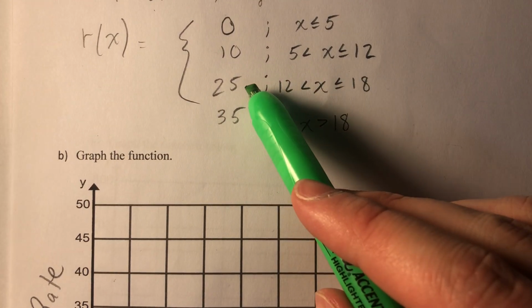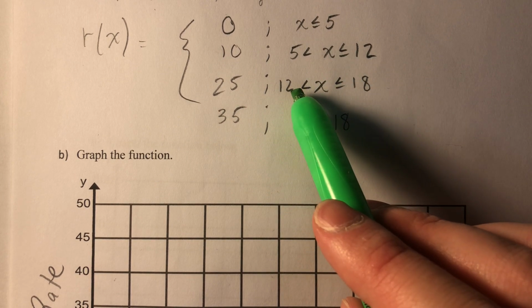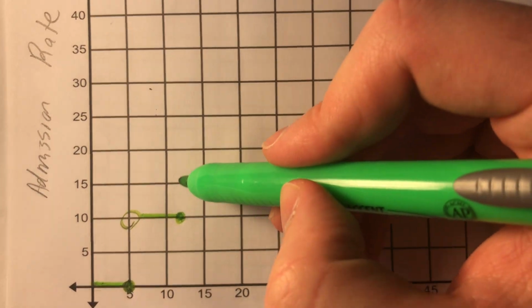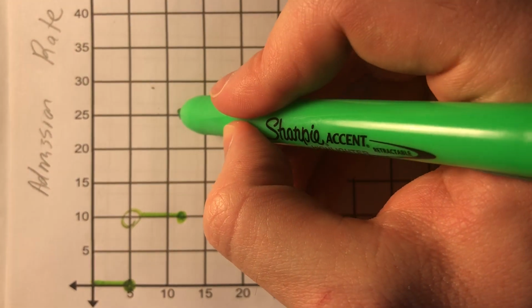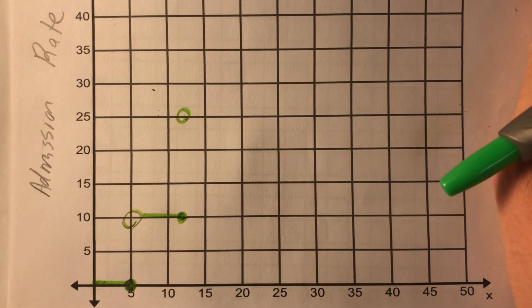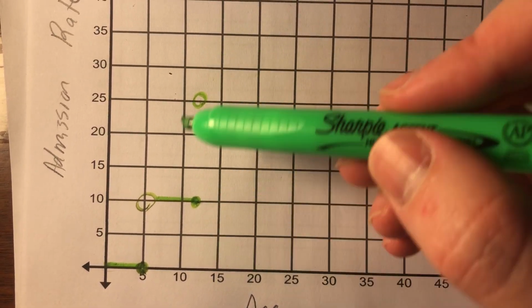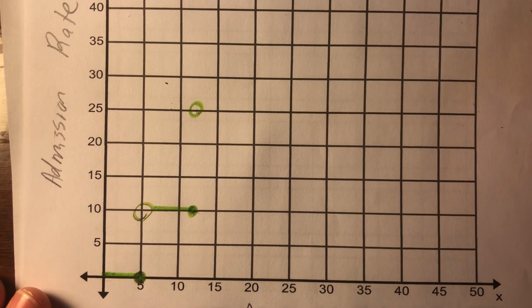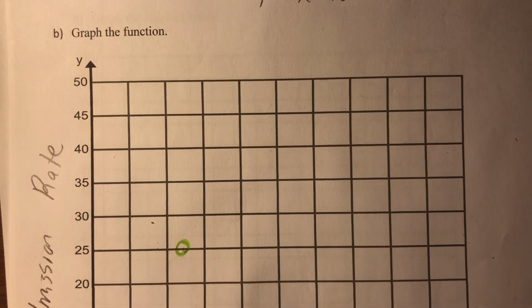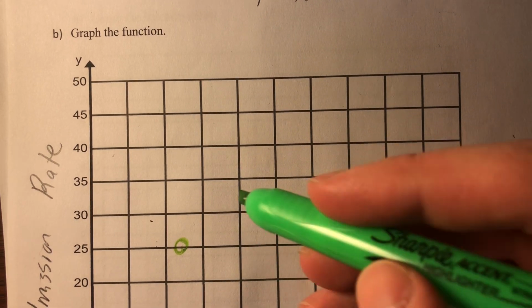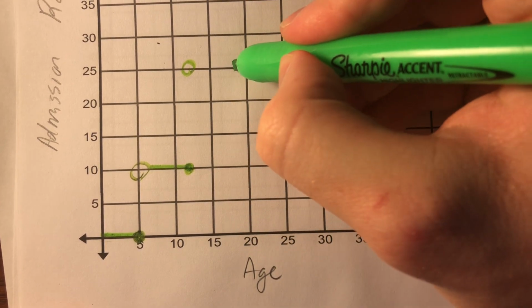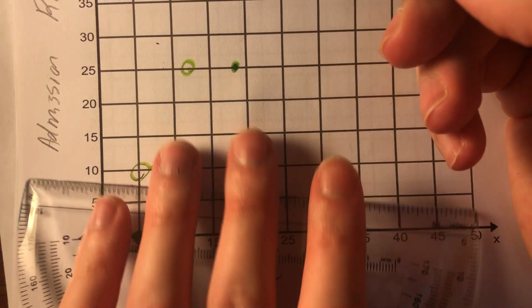Then it jumps up to 25, and it's going to be exclusive at X equals 12. So go up to 25, and then right above that, we're going to put an open circle, because that domain does not include that point. If it did, then it would be like, oh, if you're 12 years old, either pay 25 or 10. That doesn't make sense. You only can pay one price. It doesn't make any sense. All right, and that goes up until 18. Up until you're 18, you're paying $25. So 18 will be like right about here. Connect those two dots.